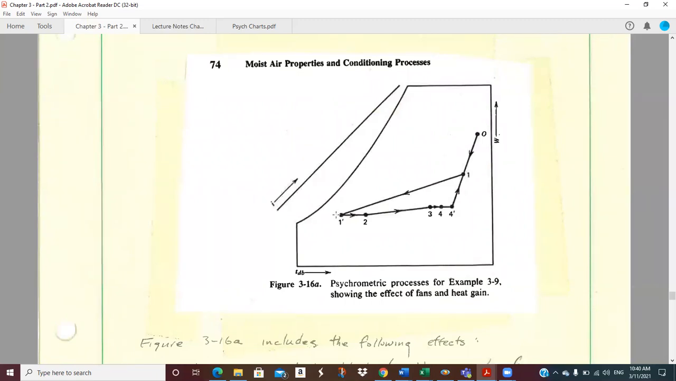Now we've designed this. If this is 58, now this might have to be 57 or 56, depending on how many degrees of increase we expect across the fan. Usually it's not much, so this is drawn blown up a little bit so you can see what's going on. So we would come out at 1 prime. When we go across the supply fan, we pick up enough heat to move us sensibly to 2, because that's sensible heating. We're not doing any more moisture removal, and that's on the condition line. So that's what goes into the space to satisfy the load. Okay, that's pretty good.